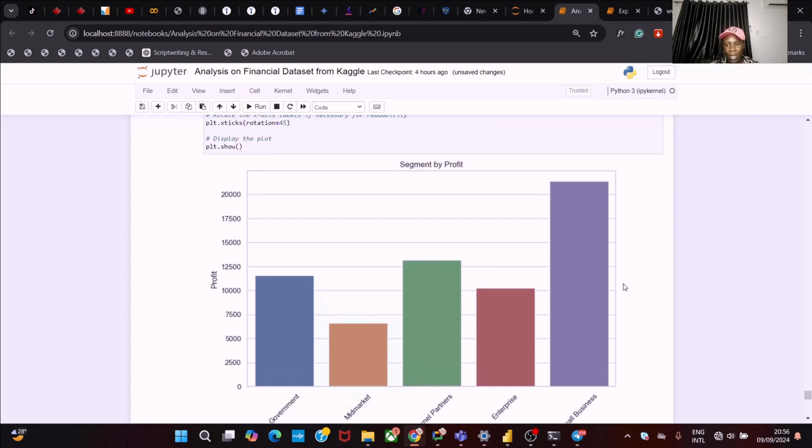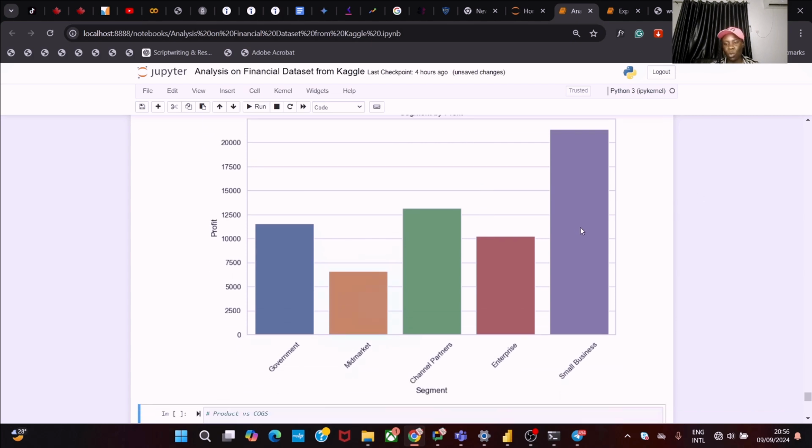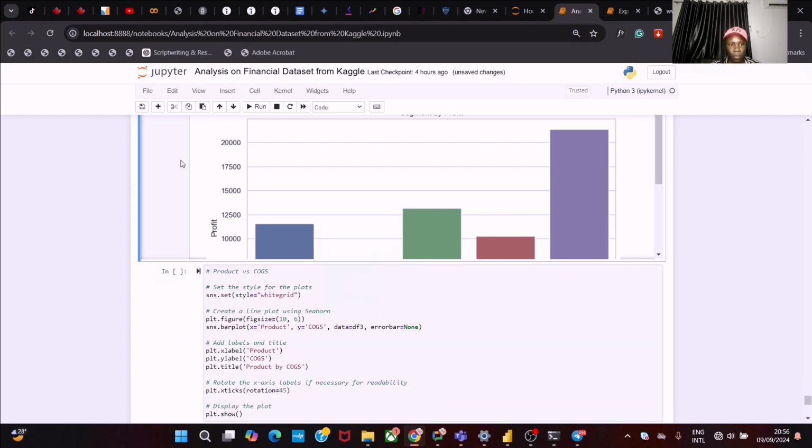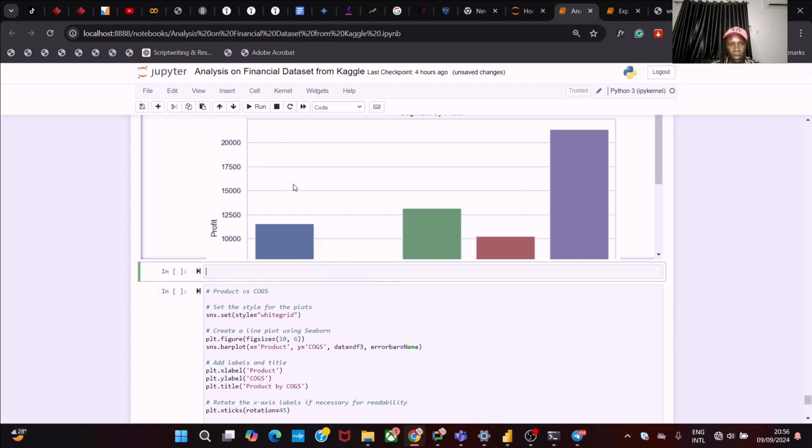Looking at this diagram, we can simply advise the company to invest more in small businesses, since they give them the most profits. All right, now let's go ahead and write a story for that.